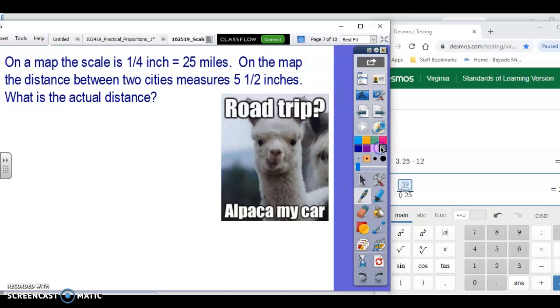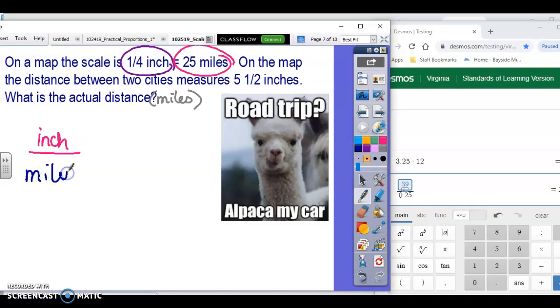So when it asks you about actual distance, that's always in miles. When you talk about how far something is, you'll say, oh, I live about 10 miles from the school, or we're going to drive 250 miles today. Actual distance is always miles. So the two measurements that we're going to look at are inches and miles. So when we label this, we use the correct words. So I have inch and I have mile.